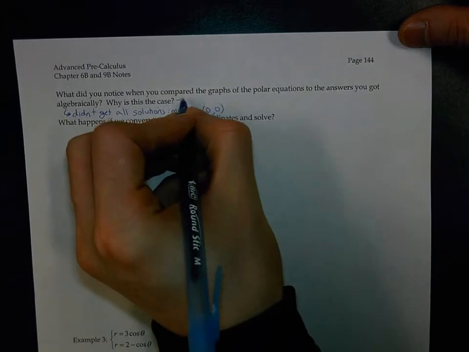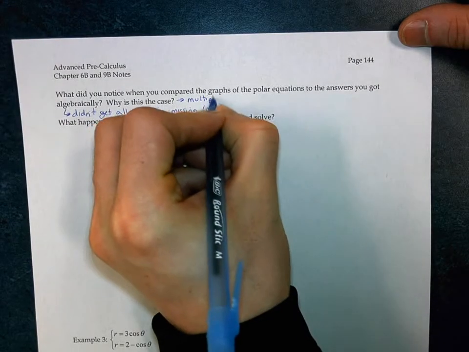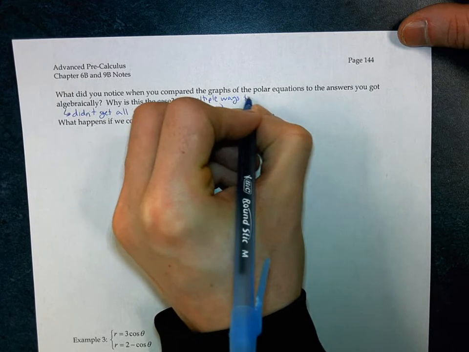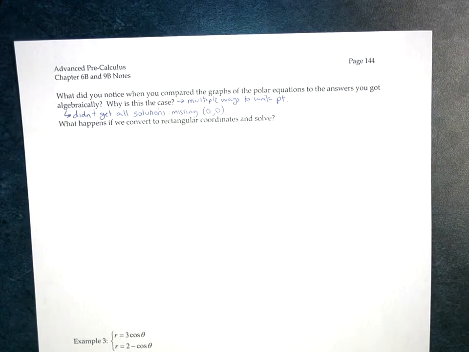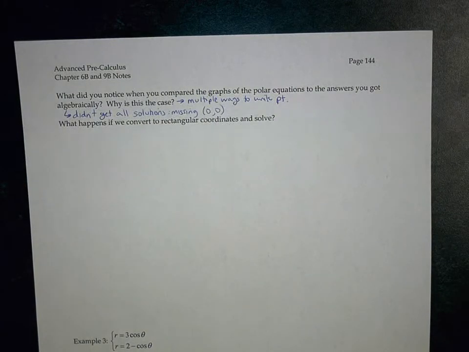And why is this the case? Well, there's multiple ways to write a point in polar coordinates. And so even though they're identical points, the r thetas look different. And you know, to solve an equation in rectangular, the x, y that you plugged in had to work with every equation. Same thing here. Your r theta you plug in has to work for every equation, but the exact same point, if I write it a certain way, might not work in one equation, but it works in the other.